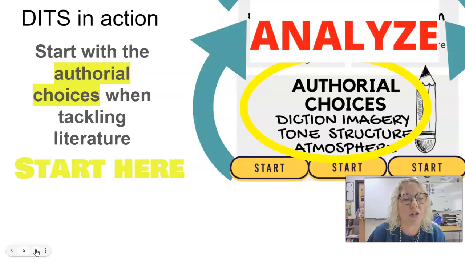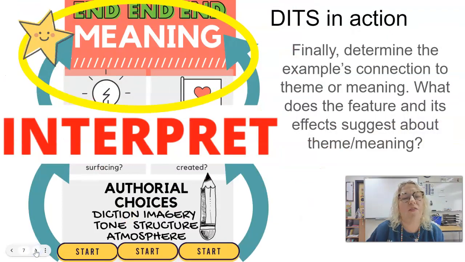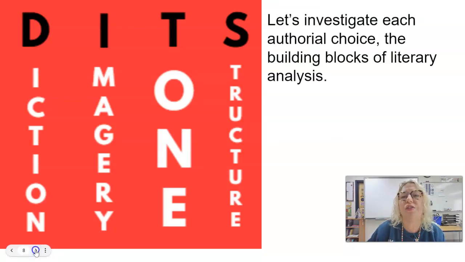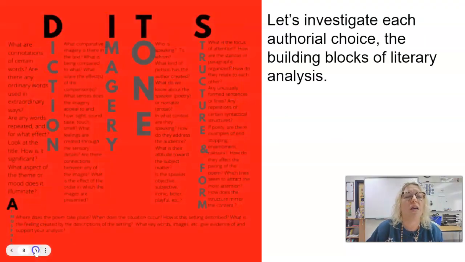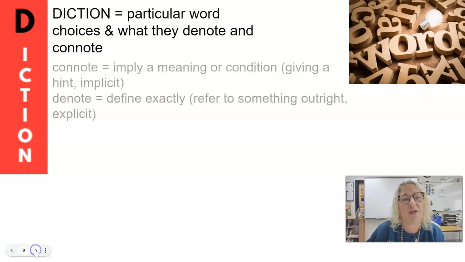Okay, so let's talk about the analysis part first. This is where we start. And what I want to show you in this video are really what these different things are. So let's start with diction. And then we'll evaluate, and then we'll interpret. So diction first is looking at a particular word choice and what they denote and connote, all right?